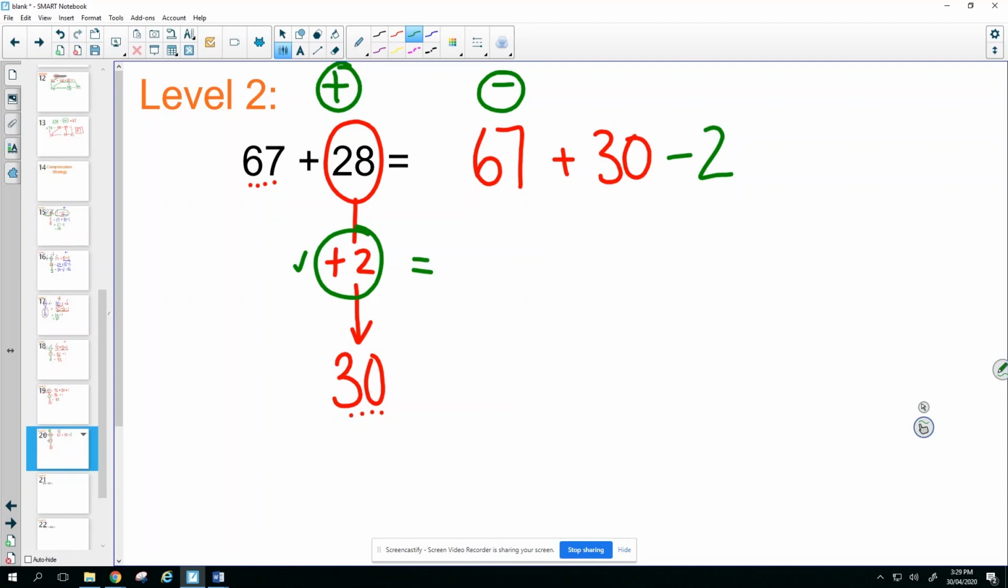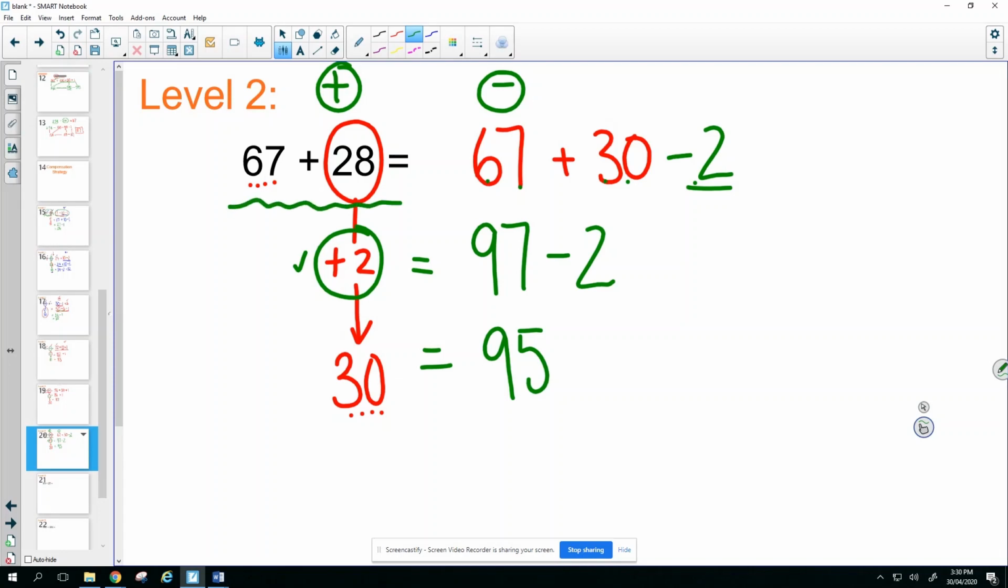So let's do that sum. 67 plus 30. I'm focusing on the 6 and the 3. I know that 6 and 3 makes 9, and I know that 7 and 0 makes 7. And I have to add the takeaway 2 because that is there. So 97 take away 2 is 95. So suddenly two quite complicated, tricky numbers that don't look like they're easy to add, you can turn them into numbers that are easy. And again, the magic of the 10, the magic of the 0 number is very, very important.